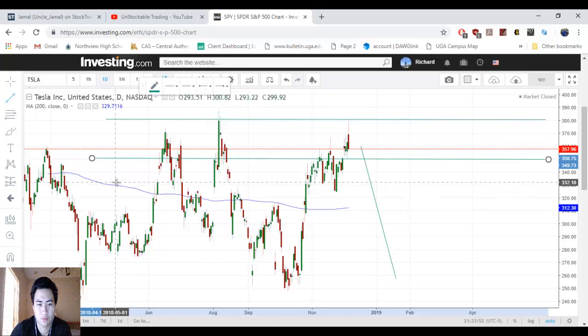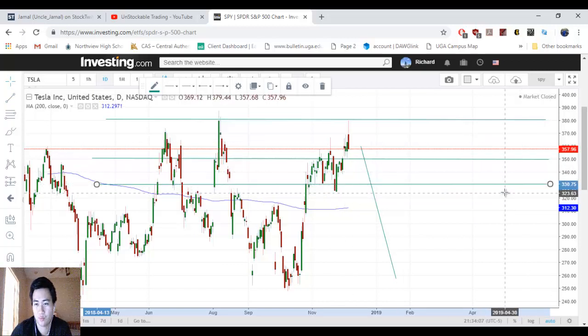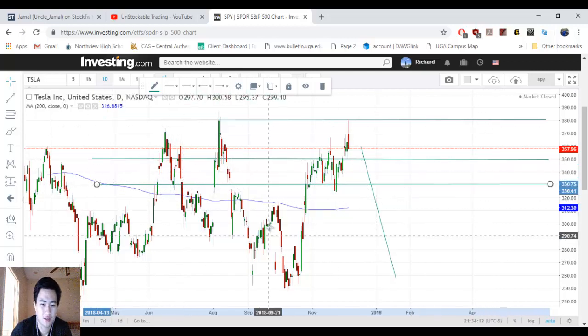And the next one, look at the gaps. What gaps do you see here? I see 1 here, 2 here, 3 here. So then the next support is 330. Of course, this is a daily time frame, so it's pretty far apart. Hope you get the idea of support and resistance.